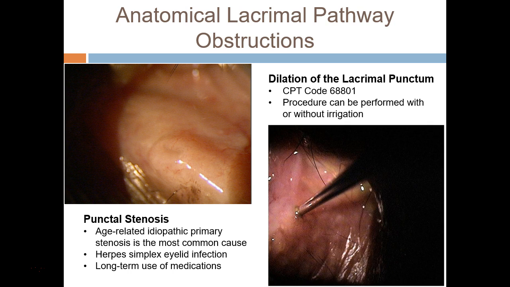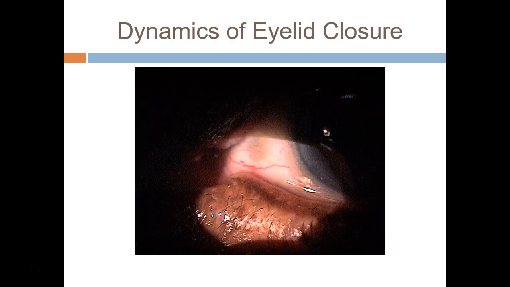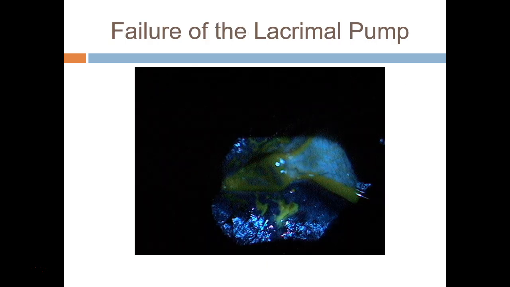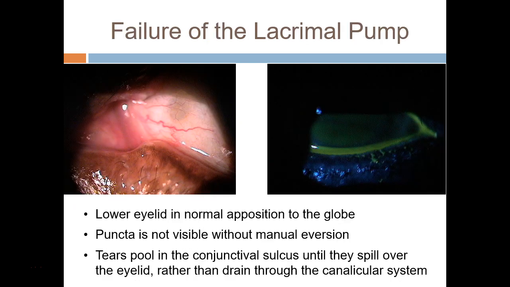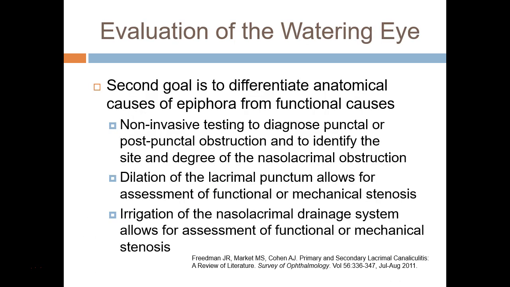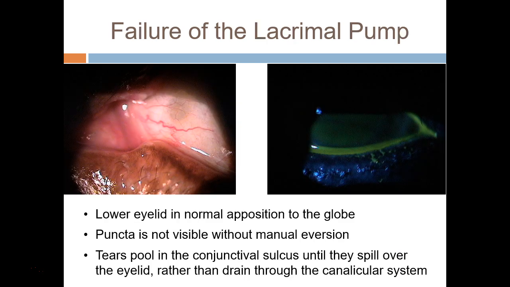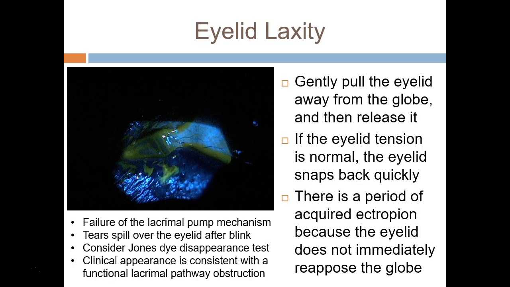Now let's talk about anatomical lacrimal pathway obstructions, because the first thing, I hate to say it, but all this functional stuff, with the eyelid laxity, we've got the failure of the lacrimal pump. You can see what it looks like. Okay, all of this stuff here, when you've got functional pathway obstructions, that's real hard for an optometrist to fix most of the time. Most of the time, these are surgical things where you got to tighten the lid up. Most of us can't do that kind of stuff.